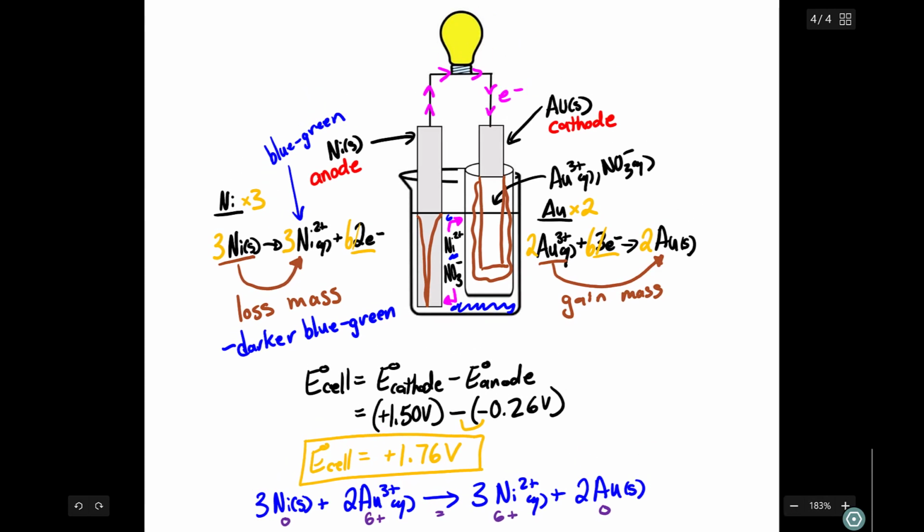So we step away from the question. Have we produced a voltage of at least 0.50? Well, way past that, more than triple that value. I've done all of my evidence, I know all of my flows, and I have my net reaction.